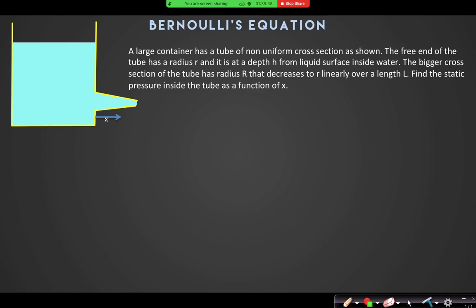This question says a large container has a tube of non-uniform cross section as shown. The free end of the tube has a radius small r and is at a depth h from the liquid surface inside the water. The bigger cross section has a radius capital R and that decreases to the smaller one over a length L. What is the pressure inside the tube as a function of x? Not static, only find the pressure inside the tube as a function of x. X is measured from this end. For calculation purposes, you can take small r as capital R by 4.